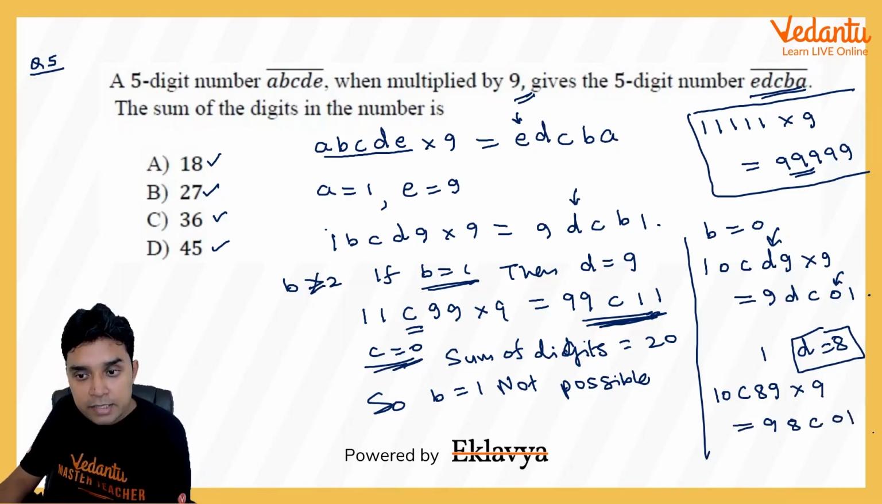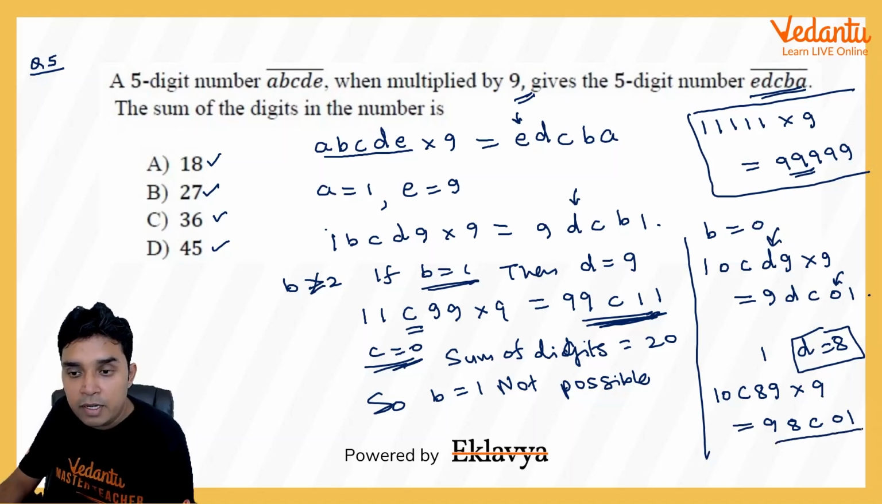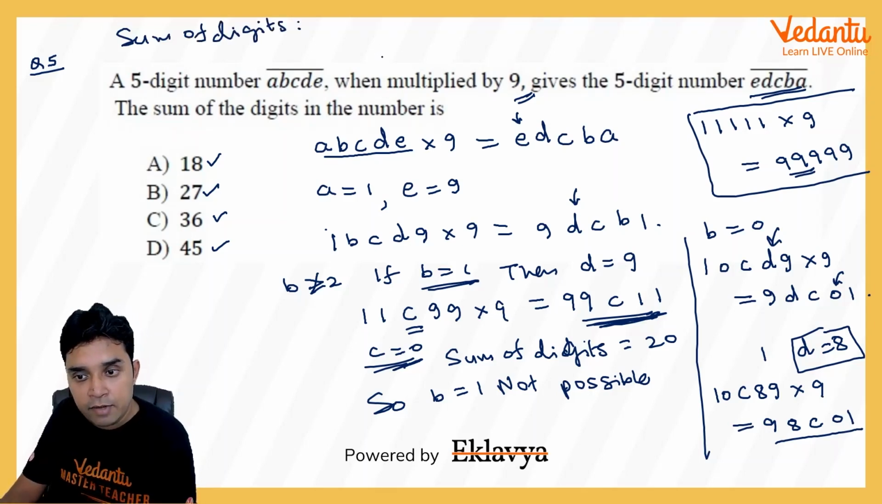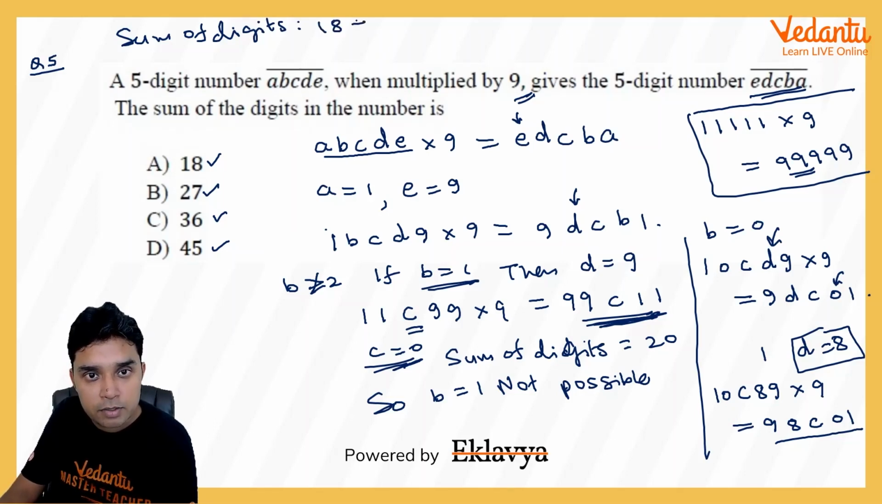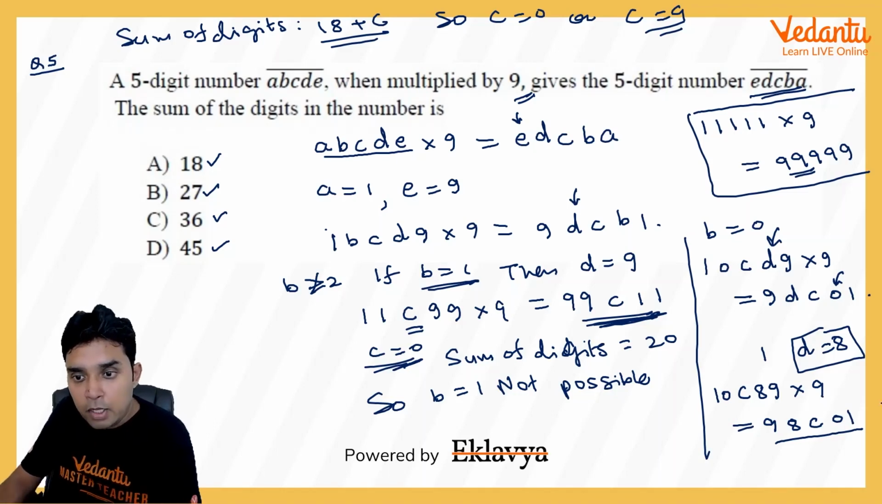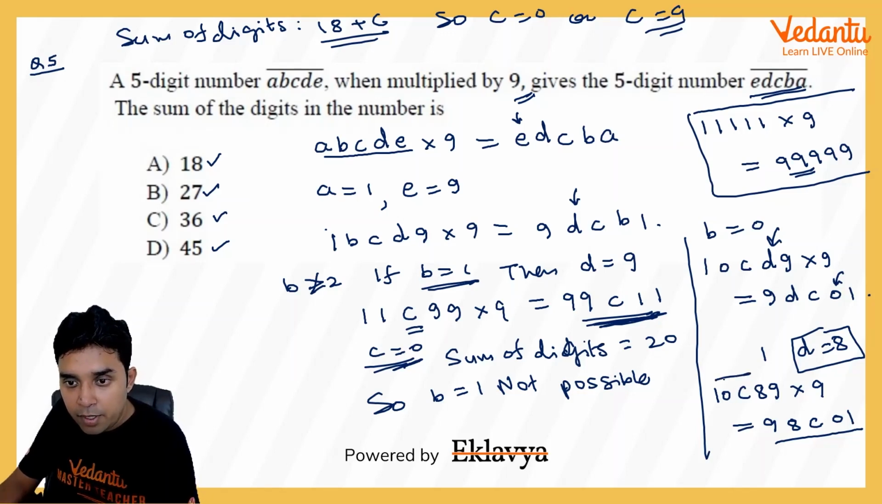Okay, now please see, because this number has to be a multiple of 9, the sum of digits, let me write it here, if you check, is 9 plus 8, 17, plus 1, 18, plus C. So C can be 0 or C can be 9. Then only the sum of digits will be a multiple of 9. So if I put C is equal to 0 here, you can check this product will not match. Because if C is 0, it will be 100 at this place.